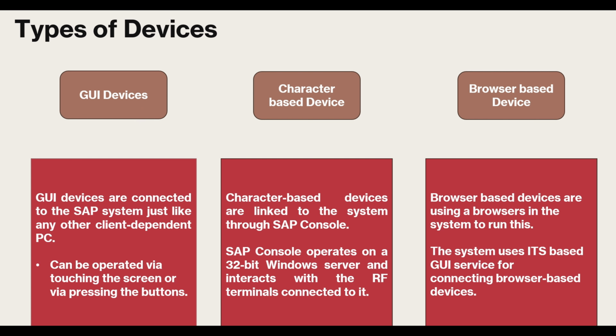These GUI devices are connected to the SAP system just like any other client environment PC. If you see the RF screen, you will have a green color background and some push buttons, so that we can click on that push button, or we have buttons on RF devices. By using the buttons or by clicking on the screen, we can execute the business activities. Similarly, character based devices are connected to SAP via SAP consoles, and this SAP console operates on a 32-bit Windows server and interacts with the RF terminals connected to it.